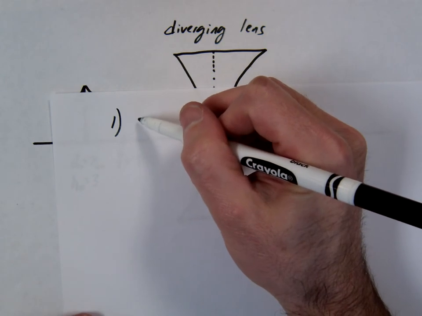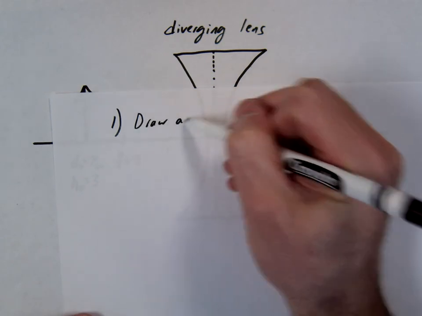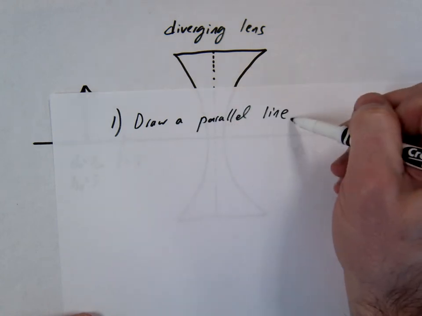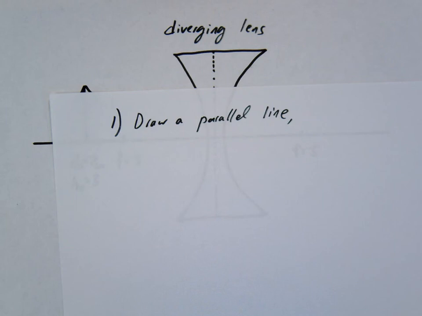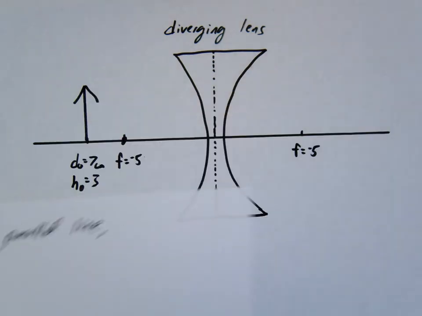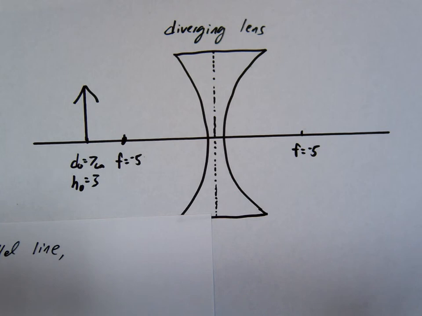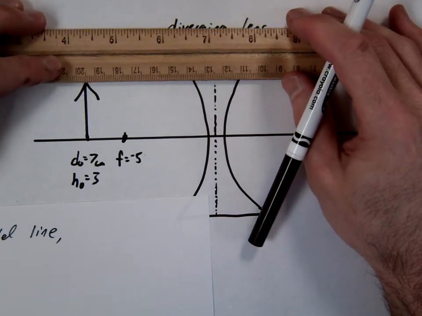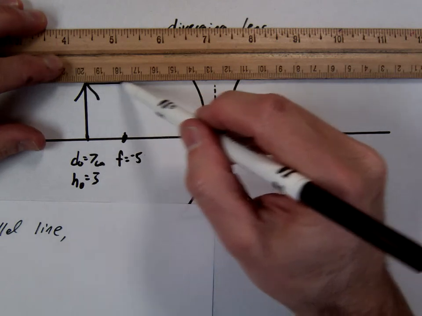Draw a parallel line. That's the same. All the rules are kind of the same. You could summarize them as parallel focal, focal parallel, center center. Draw a parallel line. So let's do that. So from the object to the lens, and again we're going to go to the center of the lens here.